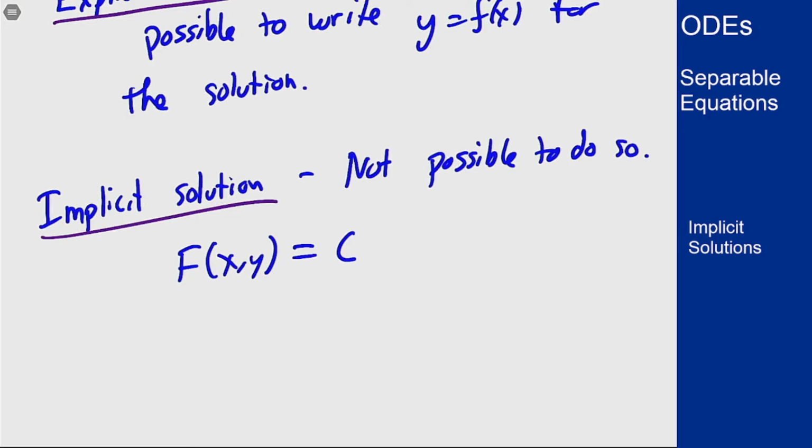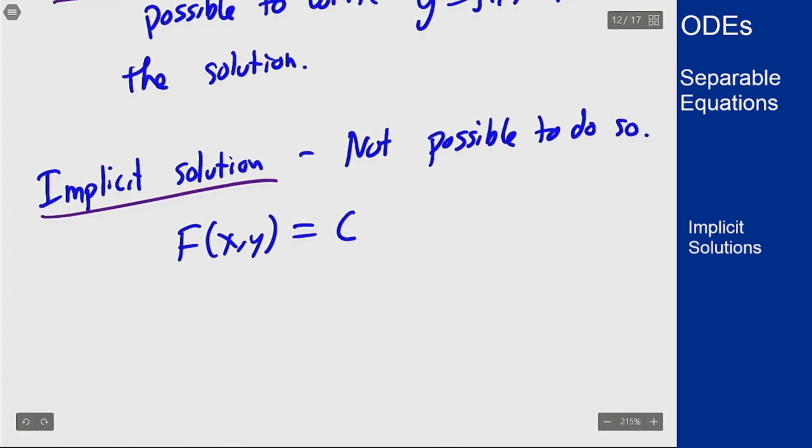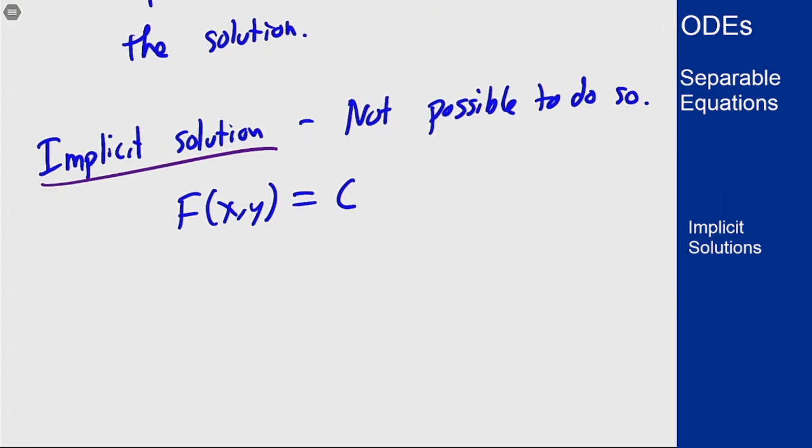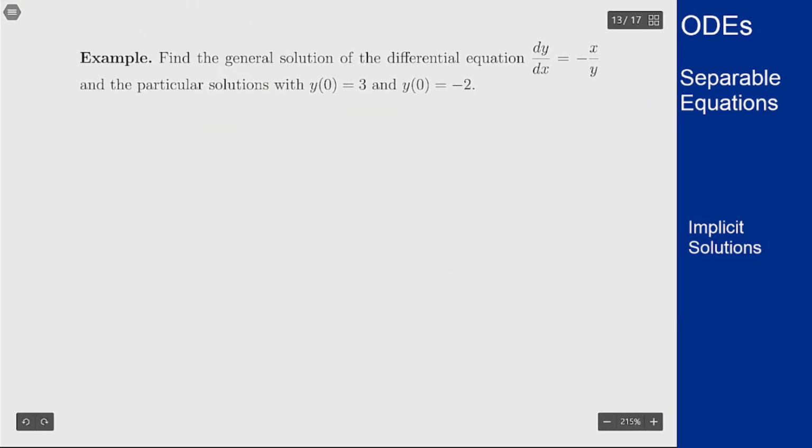So here are some examples of this, and sometimes it's possible to correct this issue and get to an explicit solution once you pick an initial condition. So let's see what this might look like. We're going to take dy/dx equals negative x over y, find the general solution, and then find some particular solutions for certain initial conditions. So this is a separable equation.